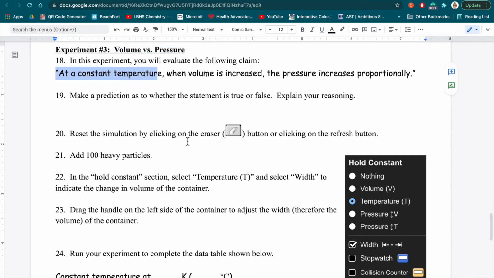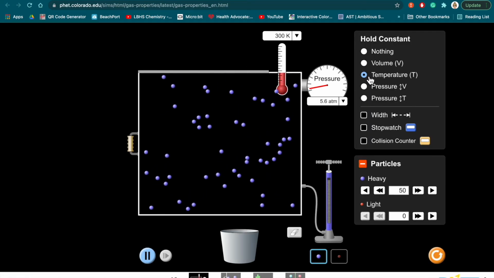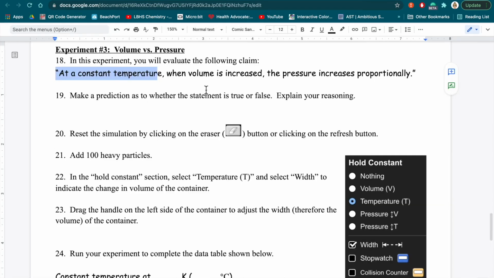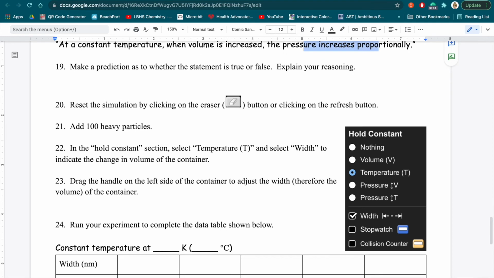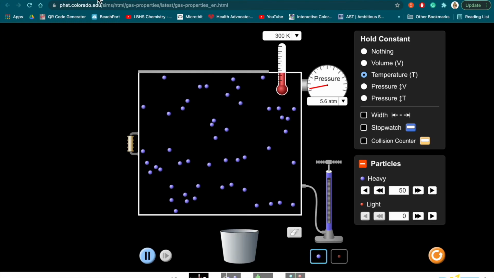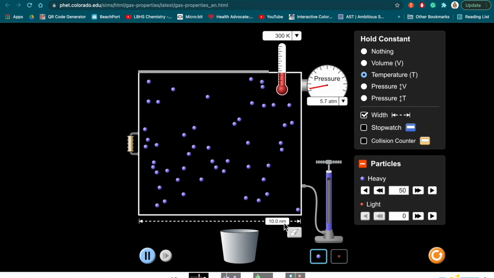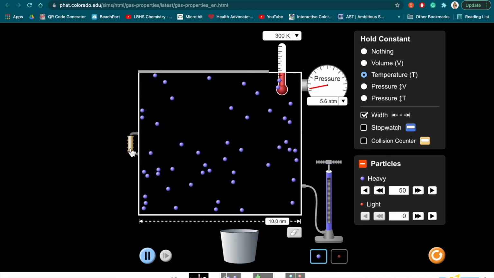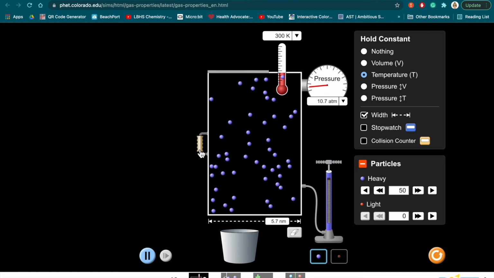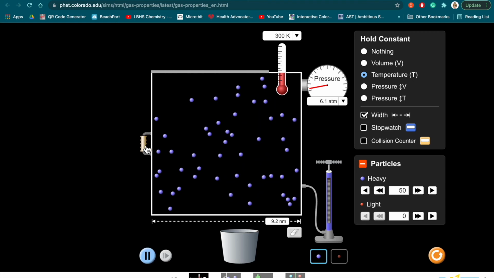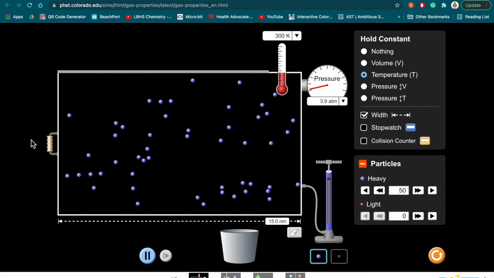So you'll want to hold the temperature constant. So you'll click temperature here. When the volume is increased, the pressure increases proportionally. For this experiment, you'll want to turn on the width where you can see how large it is. And then you can change it by dragging this handle back and forth.